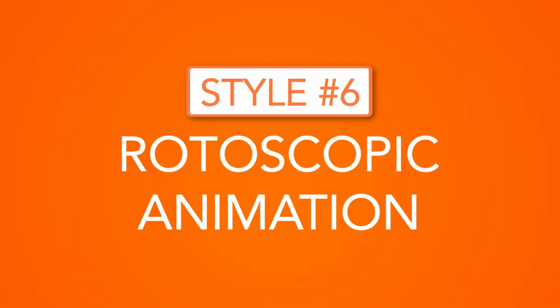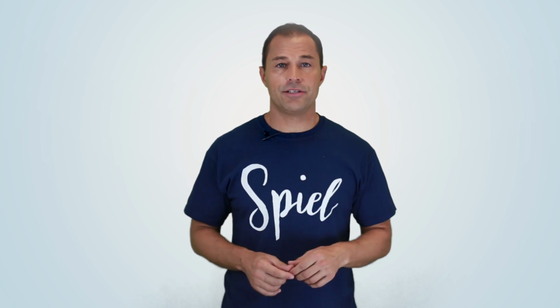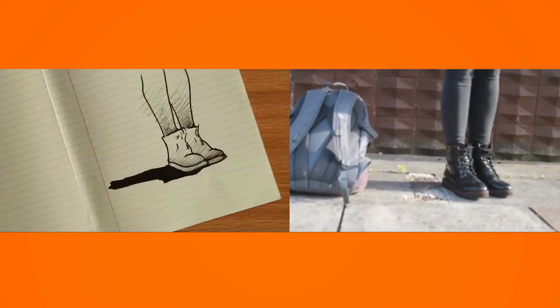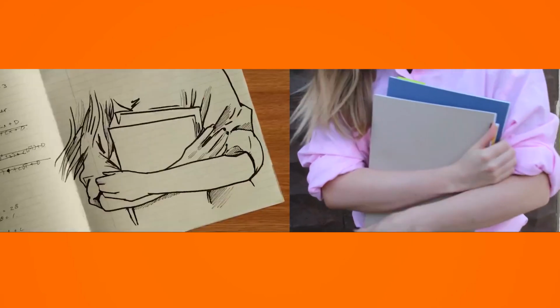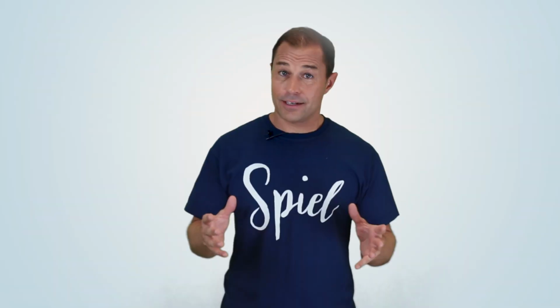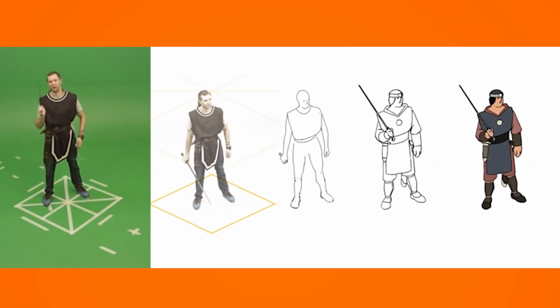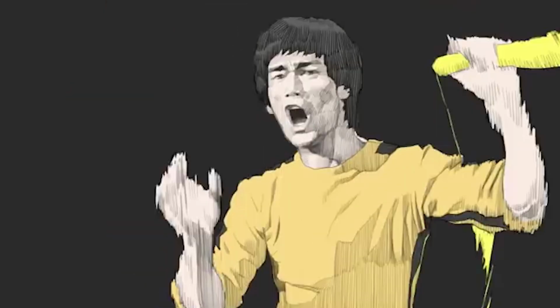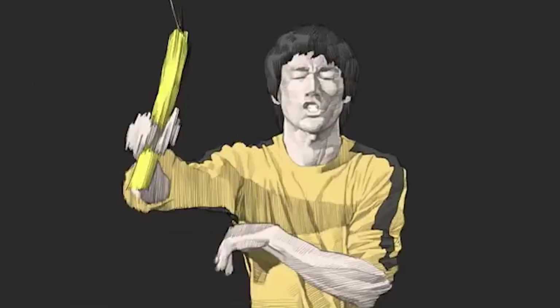Number 6, rotoscopic animation. Rotoscope is another more advanced animation style where the animator traces over live video footage frame by frame, using a software program to create a more realistic feel to the movements in the final animation. This style can be great to give your video a more distinct and realistic feel, but due to the higher level of work involved in producing a rotoscopic animation, it also comes at a greater cost. So it's generally reserved for higher end productions which have the necessary budget.